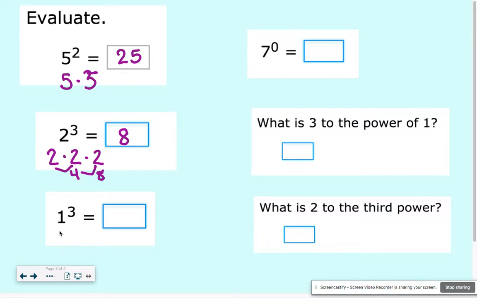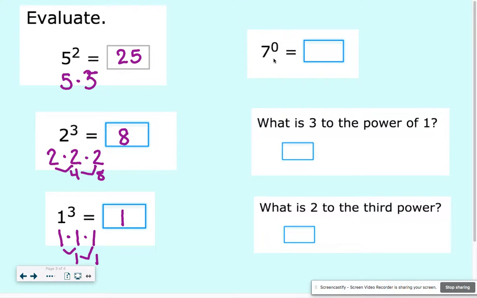1 to the third power. Remember, we're multiplying our base of 1 three times. And it's always going to be 1. Well, 1 times 1 is 1. 1 times 1 is 1. So in this case, because we are multiplying by ones, no matter what the exponent is, it is going to give us an answer of 1, because that's the identity property of multiplication: you get an answer of 1 when you multiply by 1.